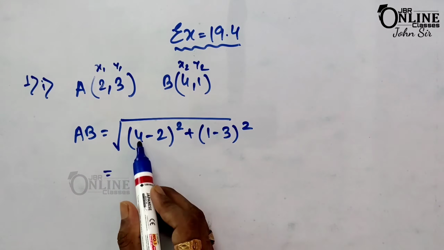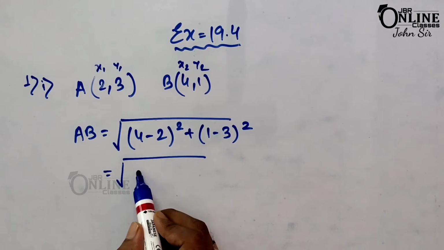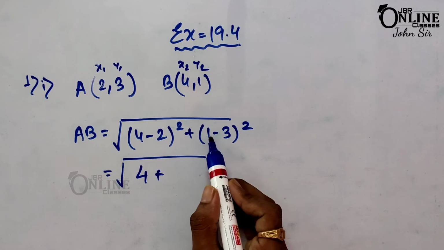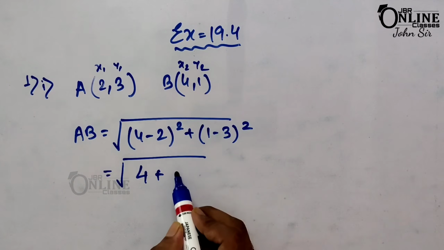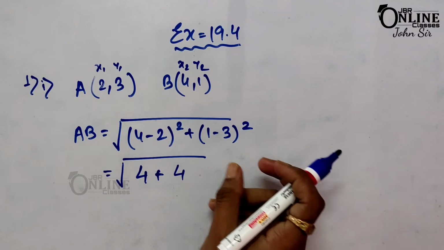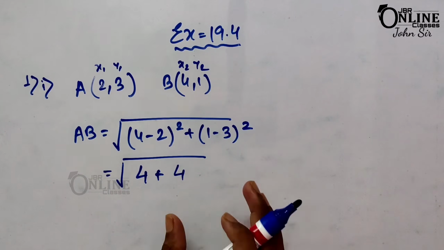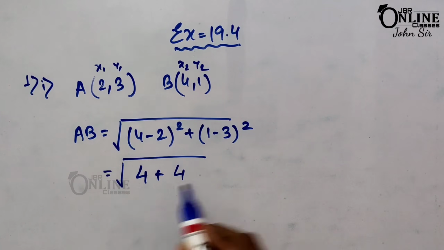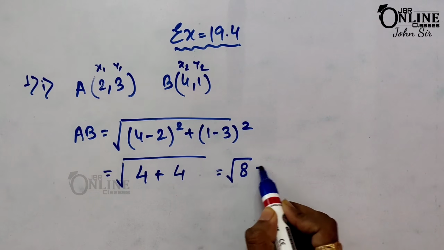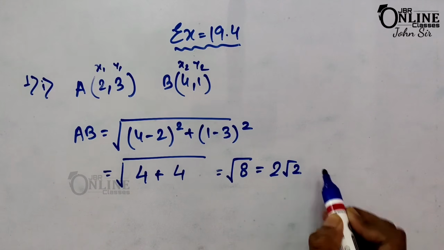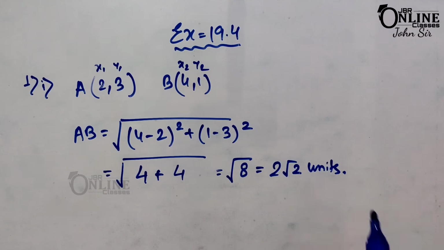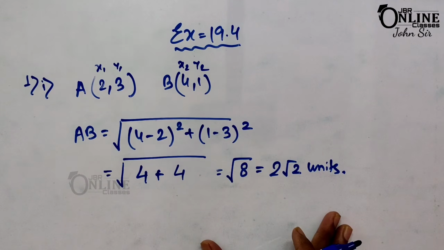Okay, so now it will be 4 minus 2, that means 2 square, so 2 square equals 4, and this one 1 minus 3, that means minus 2 whole square. Now minus 2 whole square is also 4, because under the square the negative will always be positive. So that equals root 8. Now root 8 means 4 root 2, that means 2 root 2. So 2 root 2 units is your answer.